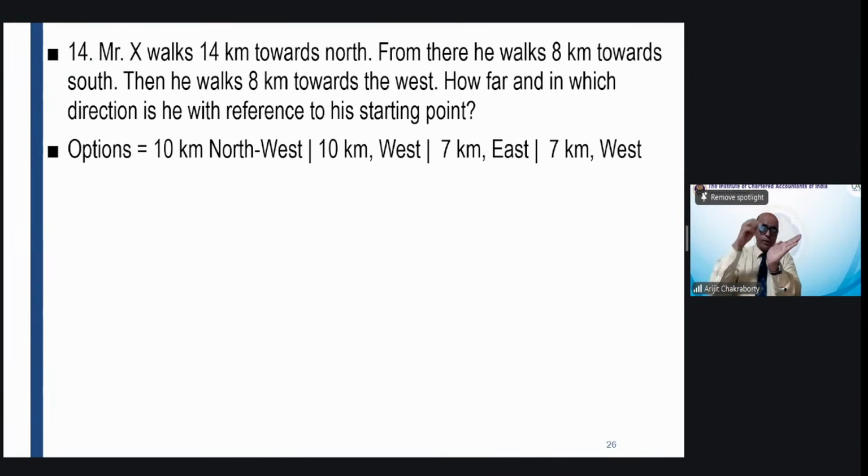Think of this triangle. I start from here, I move up and I go here. So it's a right angle triangle where one side is 6, the other side is 8. So this hypotenuse is how much? Hypotenuse square is equal to 6 square plus 8 square. We need to take its square root. 6 square comes to 36. 8 square comes to 64. Adding both gives 100. So square root of 100 is 10. So this is in the northwest direction, approximately 10 kilometers.